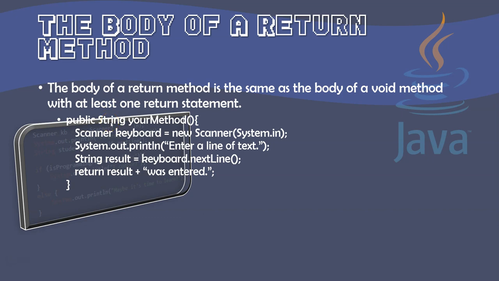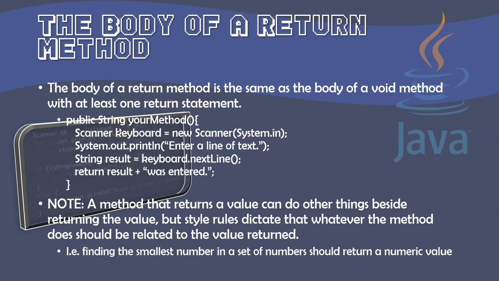We could have it return something else. It just has to be whatever gets returned, it has to be of type string. I can't have it, for example, return a scanner. That's not going to be a valid type for it to return. It has to return whatever type is defined up here. And while a method that returns a value can do other things other than returning a value, our styling rules dictate that whatever the method does should be related back to that value that's returned. So for example, if we're looking to find the smallest number in a set of numbers, well, we're going to expect that it should return some type of numeric value. That's typically the kind of expectation.